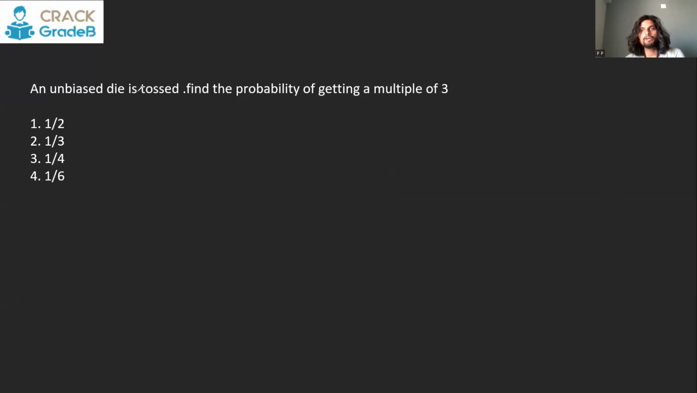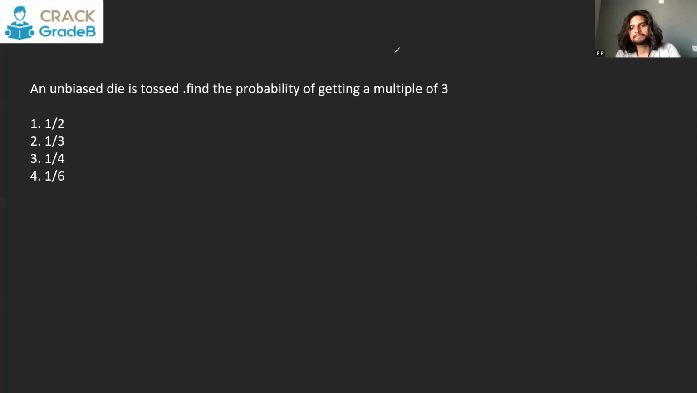An unbiased dice toss, find the probability of getting a multiple of 3. When a dice is tossed, the possible outcomes are 1, 2, 3, 4, 5, or 6. So what is the probability of getting a multiple of 3? In probability, we first write the denominator, which is the total number of cases, out of which the favorable cases are this and this. So there are 2 favorable cases out of 6. That means the probability will be 1 by 3.